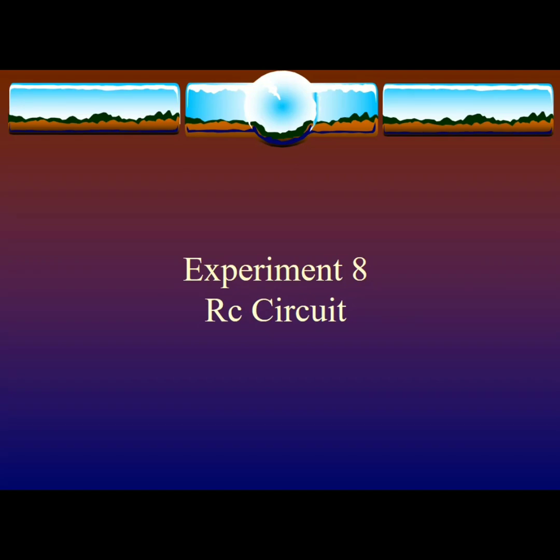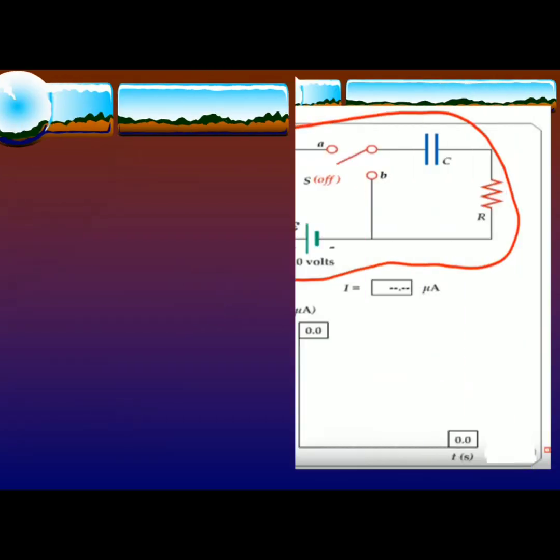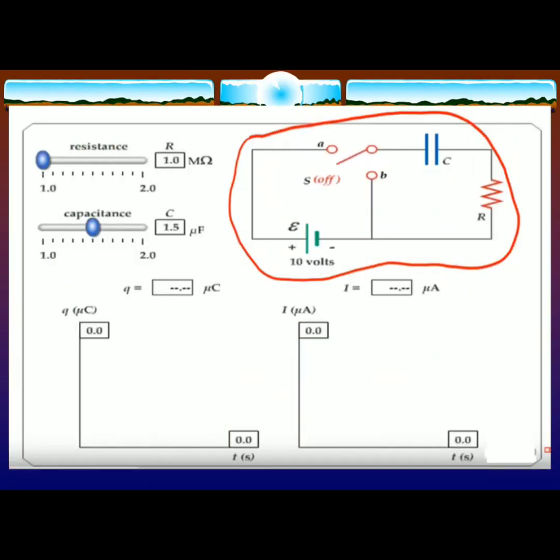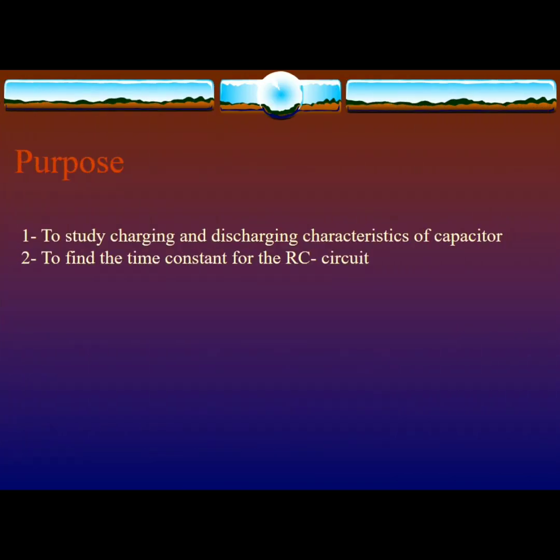A circuit containing resistance and capacitance connected in series together is called an RC series circuit. And this is our experiment, the RC circuit. This one here is the circuit diagram of the charging and discharging process of a capacitor. The purpose of this experiment is to study the charging and discharging characteristics of a capacitor and to find the time constant of the RC circuit.